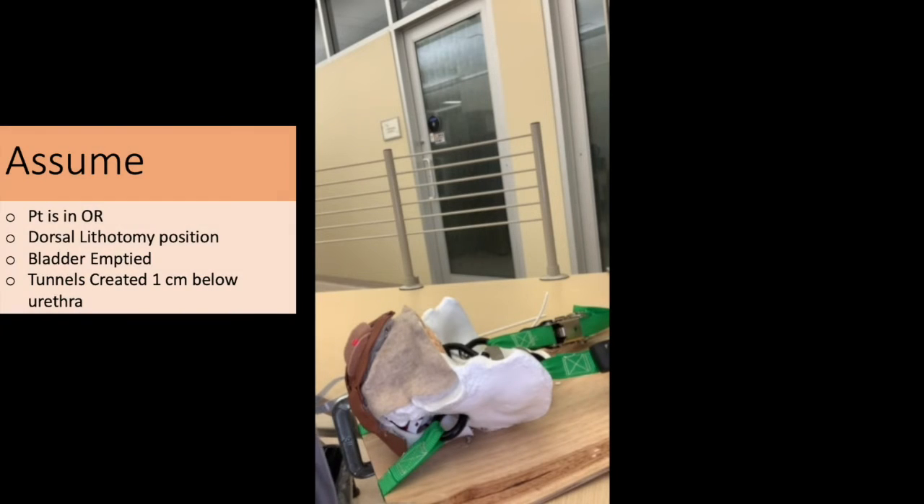So this patient already had her counseling done. She's in the operating room under an anesthetic. She is in lithotomy position and her bladder is empty with a Foley catheter in place. You could use the catheter introducer to deviate the urethra and the bladder away from the site of insertion. So we're assuming that the tunnels are already created.